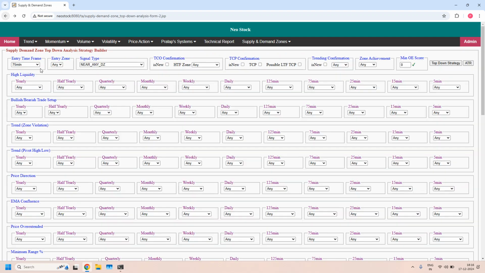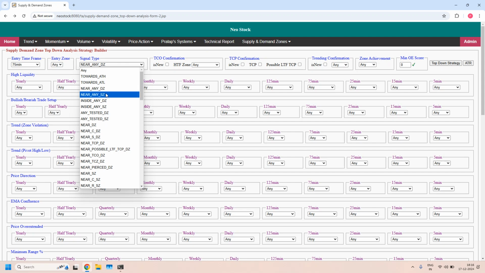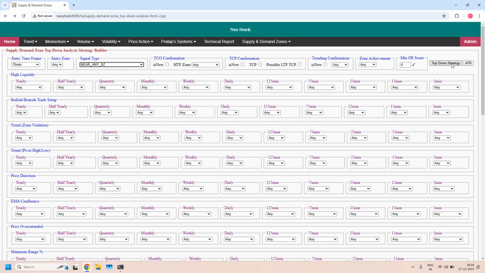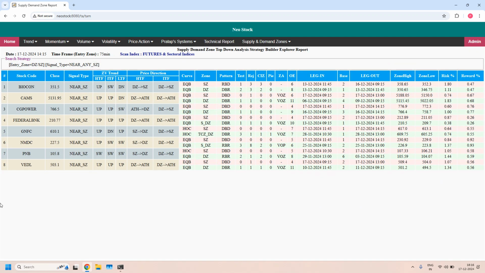Okay, next 75 minutes time frame. Let us find the stocks near 75 minutes supply zone. 8 stocks are filtered. Let's identify high liquidity supply zones. We don't have any 75 minutes high liquidity supply zones from this list.